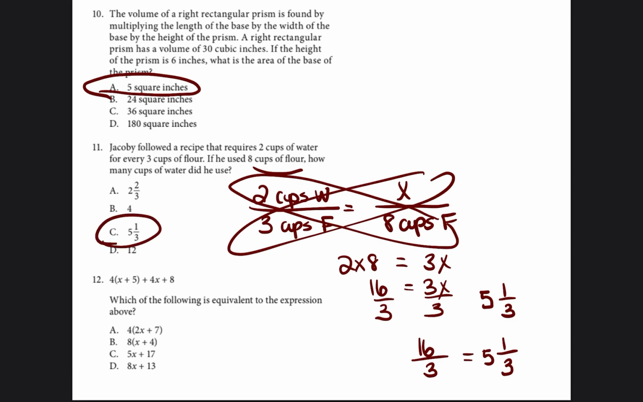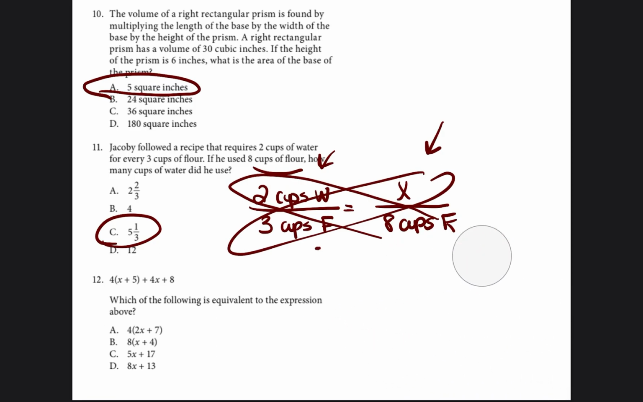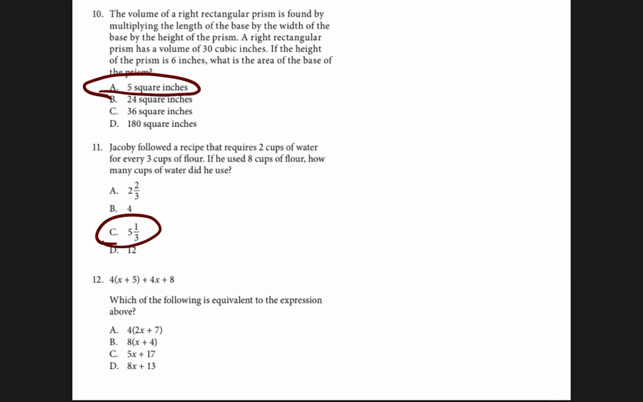This one was trying to trick me up because they were using cups as the top and the bottom. So I had to make sure that if I put the flour on the bottom and the water on top in the first one, I put the flour on the bottom and the water on the top in the second one. And then I used the butterfly method, which is cross multiplication.